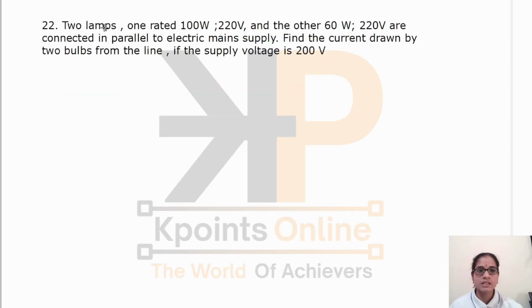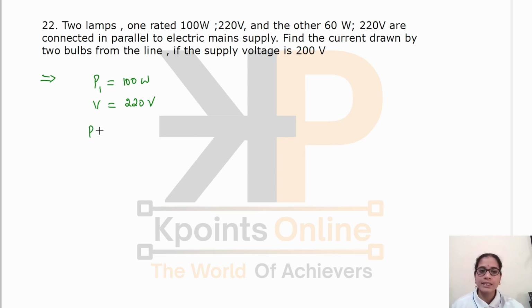The next question is two lamps, one rated 100 watt 220 volt and the other 60 watt 220 volt are connected in parallel to electric mains supply. Find the current drawn by two bulbs from the line if the supply voltage is 200 volt. First, let us calculate the current drawn by the first bulb. Let P1 be the power of the first bulb, which is equal to 100 watt, and the voltage V is equal to 220 volt.